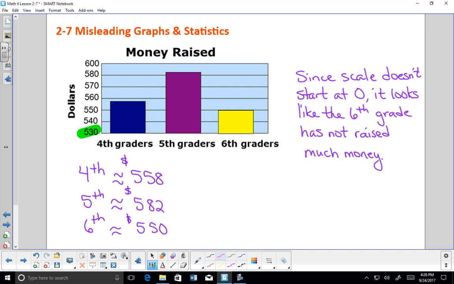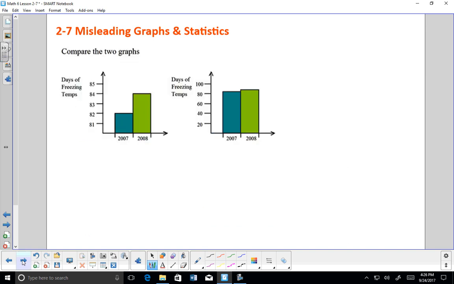Let's take a look at these 2 graphs. They both depict the same information, the days of freezing temperatures in the year 2007 and 2008. If you look at the graph at the right, it looks like the days of freezing temperatures are very, very close. These 2 bars are almost the same height. If you take a look at the graph on the left, it appears that the days of freezing temperatures are massively different.